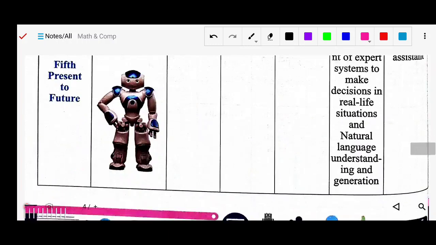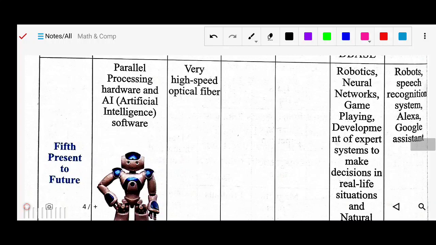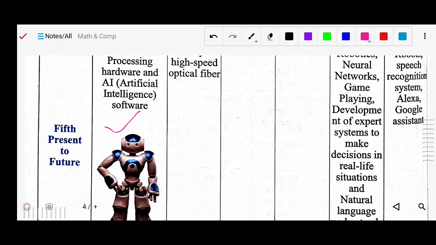Now the fifth generation computer. Here parallel processing hardware and AI, artificial intelligence, technology are used. The technology is AI, and very high speed optical fiber is the input. It is used in robotics. Some high level languages are used for research purposes. Examples are robots, speech recognition, Alexa, Google Assistant. These are the examples.